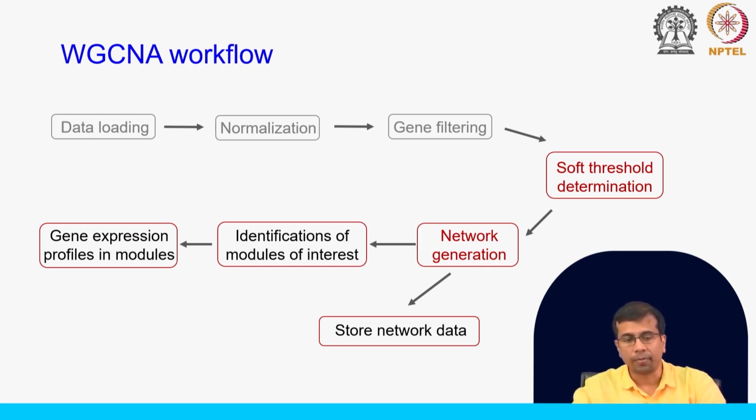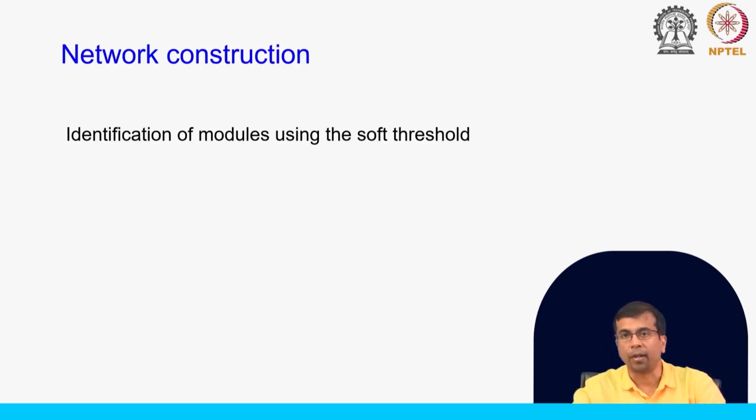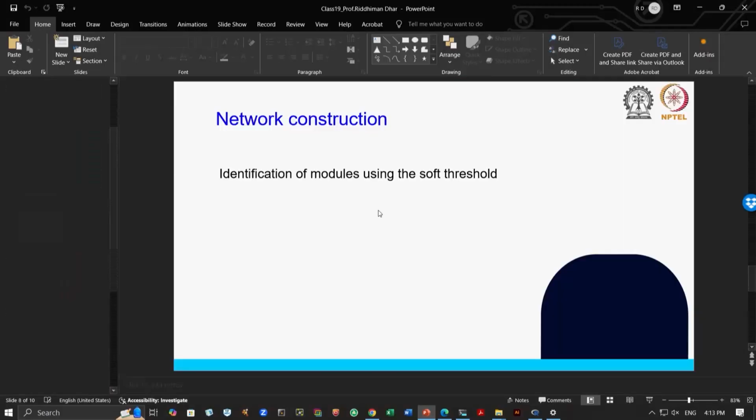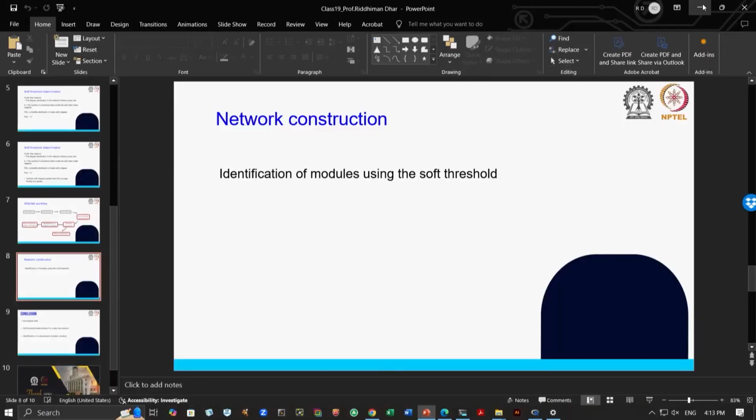We will do this in the hands-on. We will first do the soft threshold, and then we will do the network construction, where we will identify modules using the soft threshold. So, this is the agenda for this class: the soft threshold determination followed by network construction. Let us now move into the hands-on part in R.